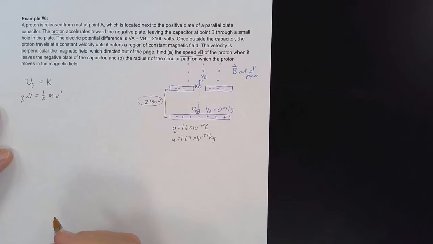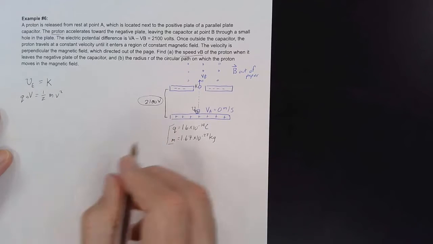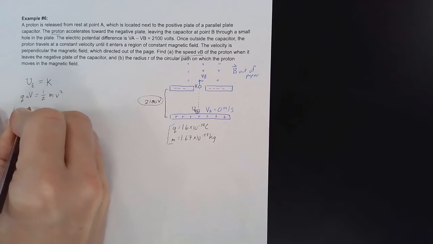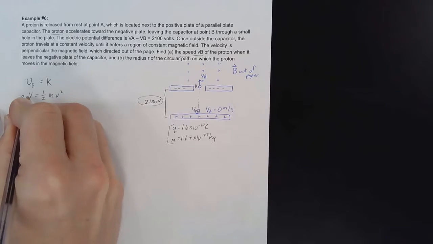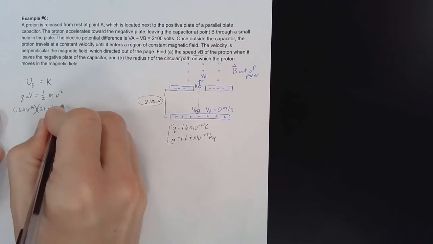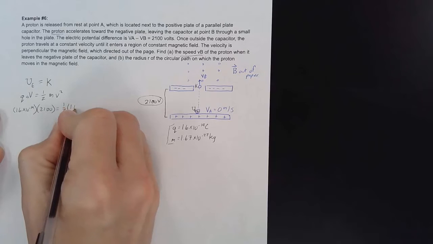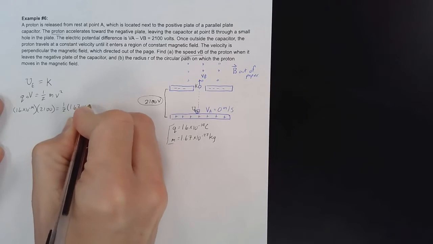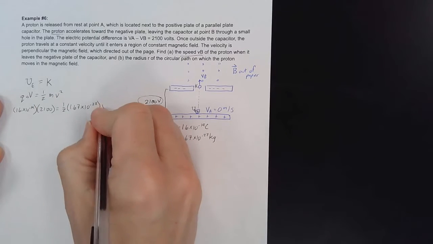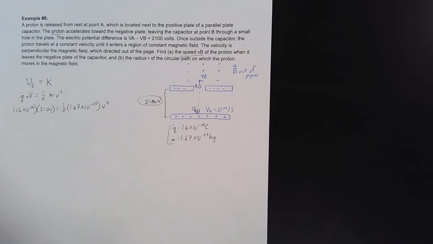And luckily enough, at the very beginning, I identified for a proton my charge, which is 1.6 times 10 to the negative 19th, my potential difference, which was 2,100 volts, and my kinetic energy based off of the mass, which is 1.67 times 10 to the negative 27th kilograms multiplied by the velocity squared. And now I can calculate the velocity, which is actually what it's asking.